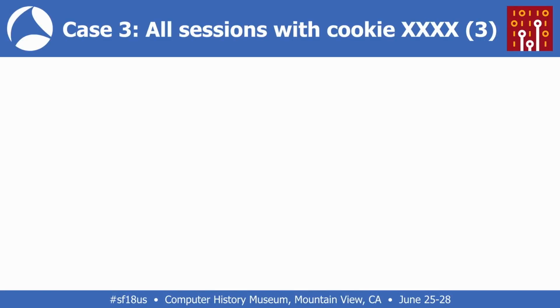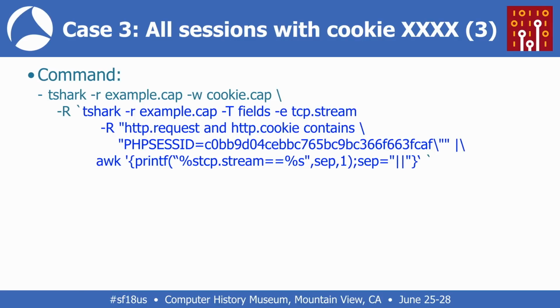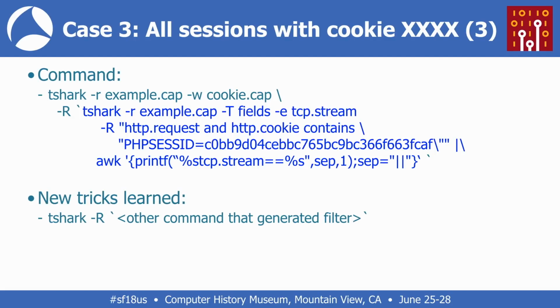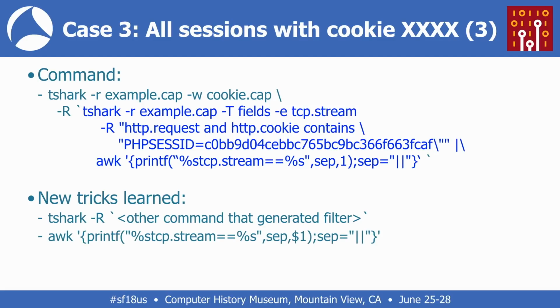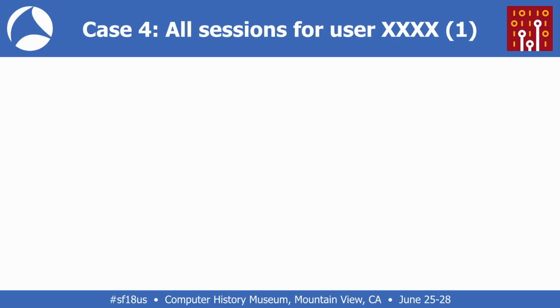So this is where tshark really starts adding functionality to the whole ecosystem. Again, I'm reading a file, I'm writing the output of the result after filtering, and as a filter I use the output of the first command that provided me with a display filter based on those stream numbers. So what did we learn? We can use the output from another command as an input for a display filter. We learned how to use awk to create the display filter.